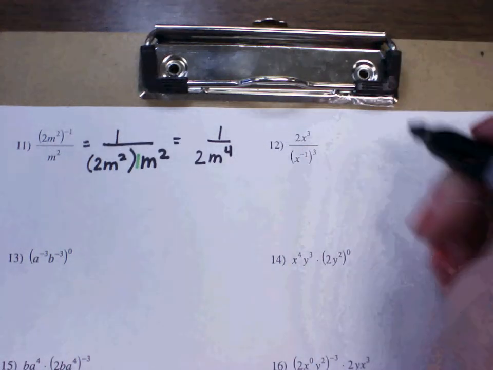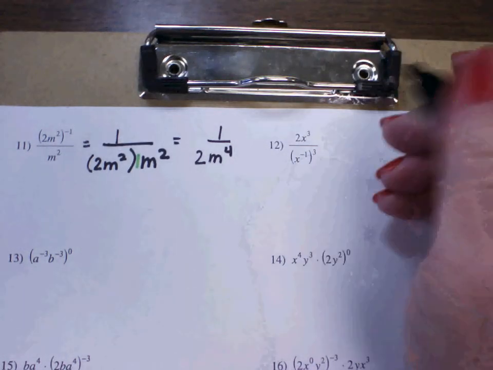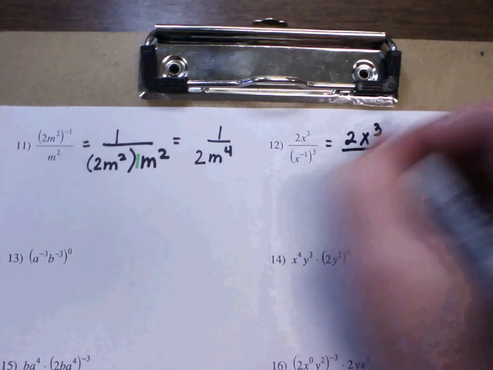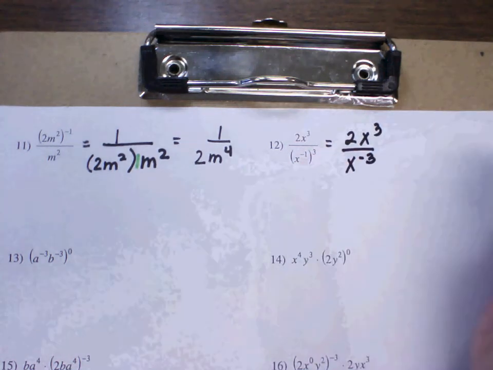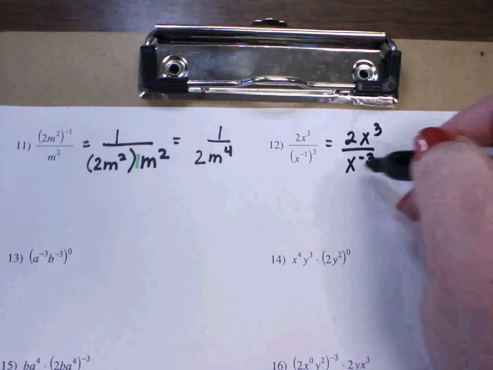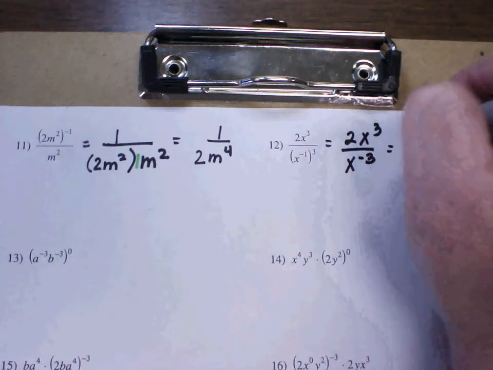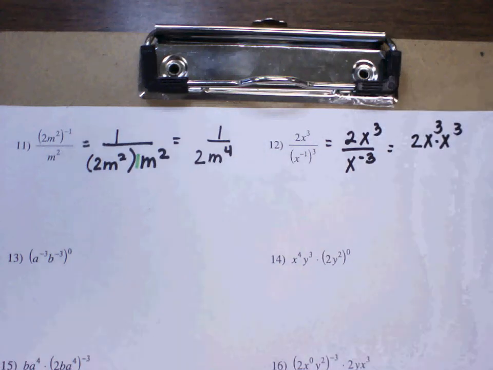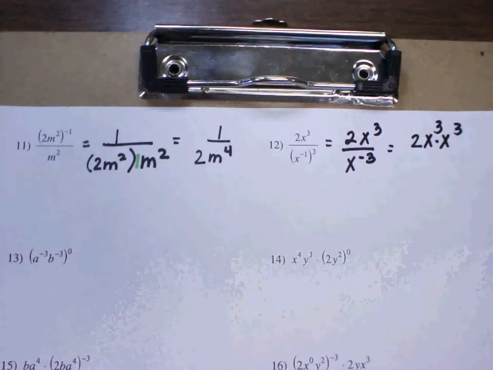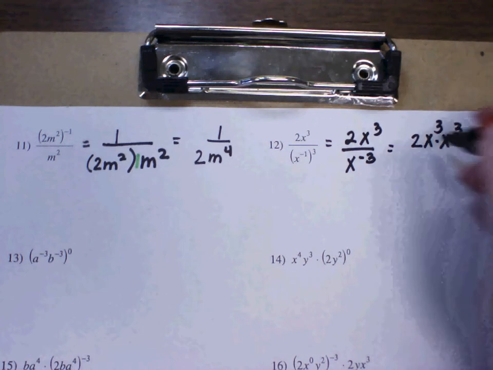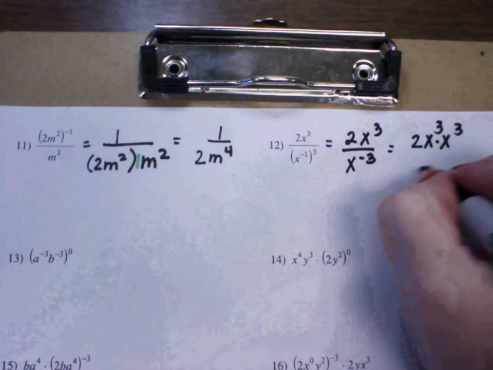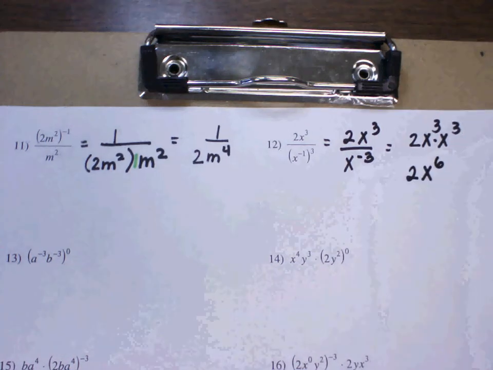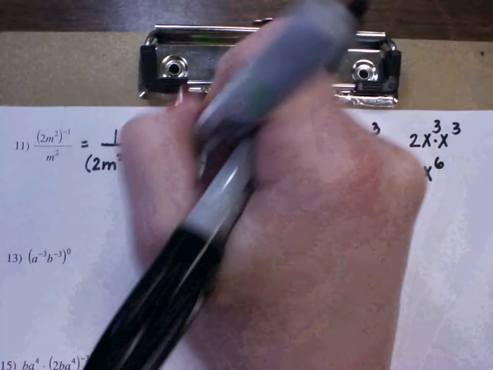All right, number 12. This would be 2x cubed, and I'm going to distribute, and that would be negative 3. Then I don't want that negative, so I'm going to move it to the numerator. And then I am going to go ahead and use the product rule and add those. So this would be 2x to the 6th power. Let me go ahead and box them so you know which ones are the answer.